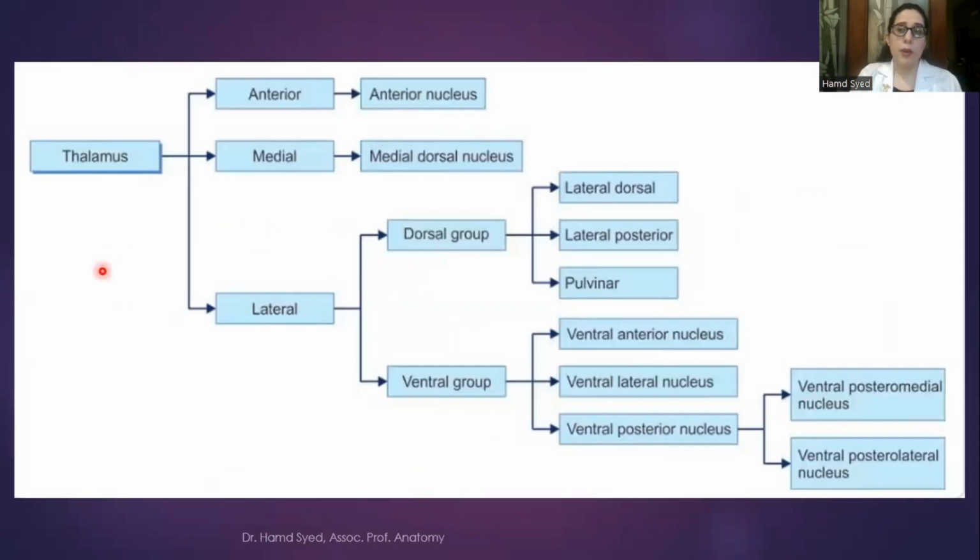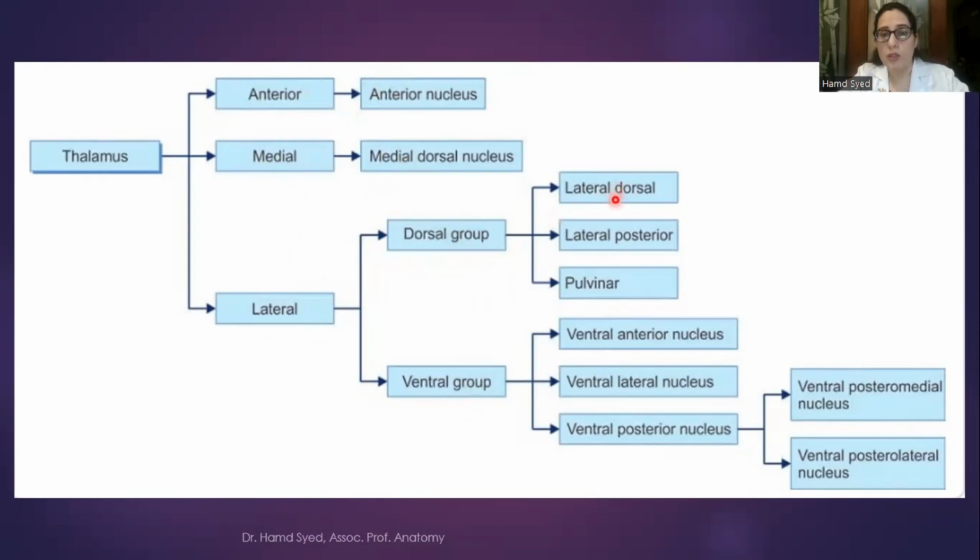This is another way of summarizing the nuclei of the thalamus. I really like this method of summarizing the nuclei, because you can see the thalamus is divided into three major parts. The gray matter is divided into anterior, medial, and lateral parts. Anterior is simply the anterior nucleus. Medial is simply the dorsomedial nucleus. And when we talk about the larger lateral part of the gray matter of the thalamus, it consists of the dorsal and the ventral tiers, which have over here been mentioned as dorsal and ventral groups.